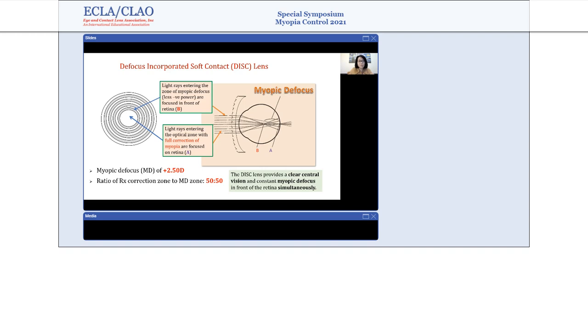It is a contact lens with concentric rings where the center zone is for correcting the refractive error. Then there is the first myopic defocus ring of plus 2.5 diopter. Then the rings alternate between the correction power and myopic defocus power. This pattern provides clear distance correction for the wearer and at the same time induces myopic defocus to retard eye growth. The contact lens will move with the eye in all directions of gaze and therefore maintain the same myopic defocus stimulation.